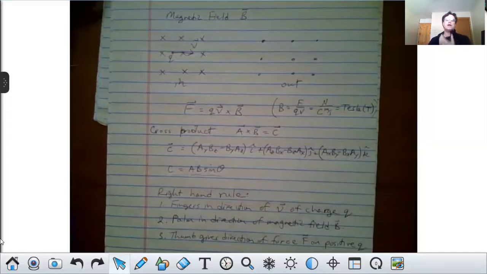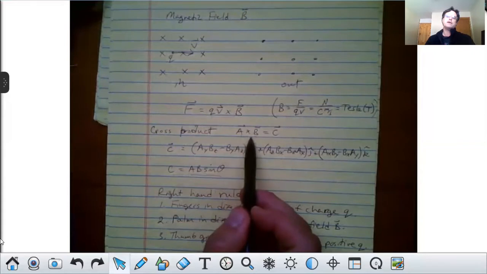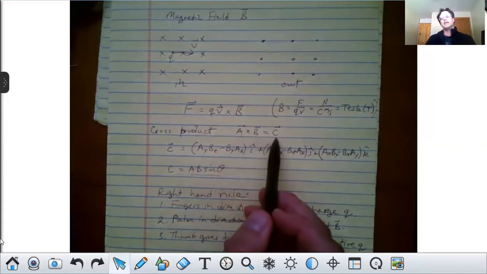Okay, so let's talk about the cross product. In general, you have two vectors, A and B. You multiply them to get a third vector, C. Now this is different from the dot product or the scalar product that we've done before, A dot B, because from that type of multiplication, you get a scalar, right?